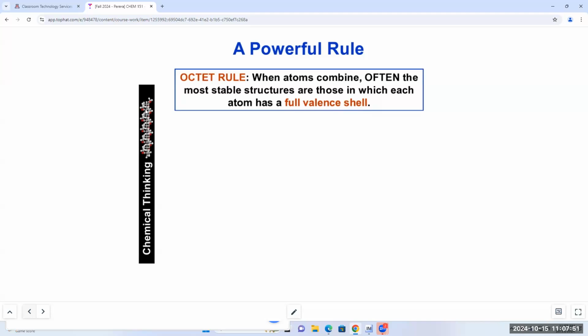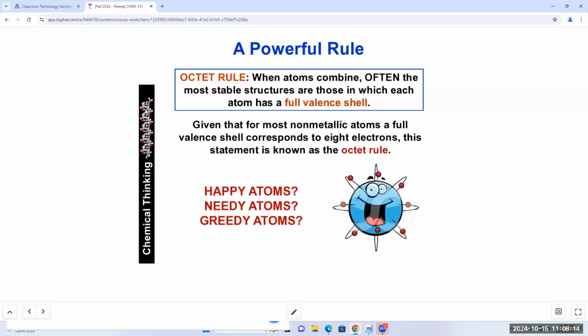Again, get this. The holy grail of drawing Lewis structures is the octet. What we try to do is to have 8 electrons around all the elements in the structure. That's going to be the goal. Keeping that in mind, let me show the rest of the slide as well. It says that to keep the atom happy, we need to have 8 electrons in the valence shell.